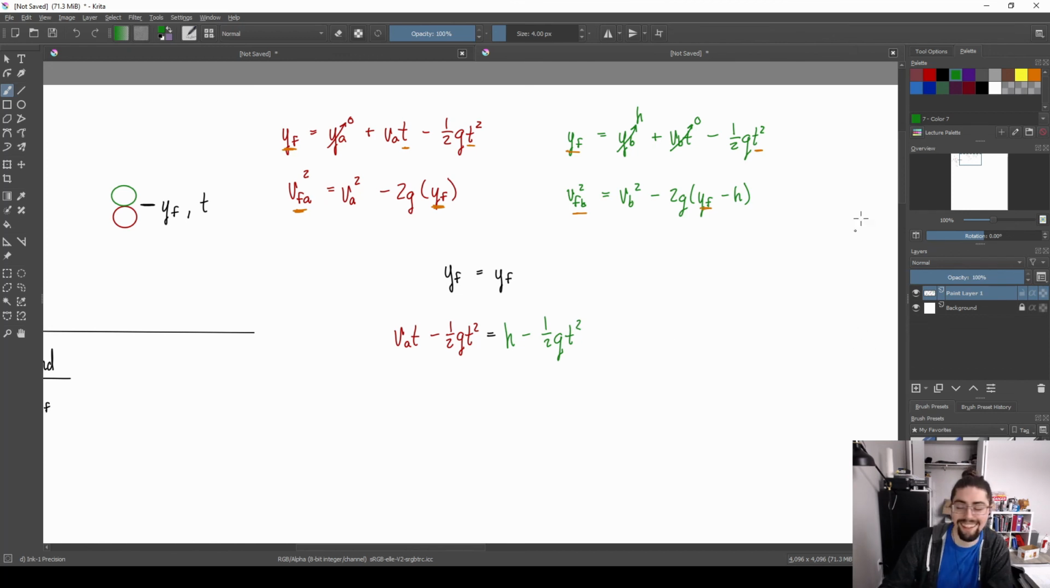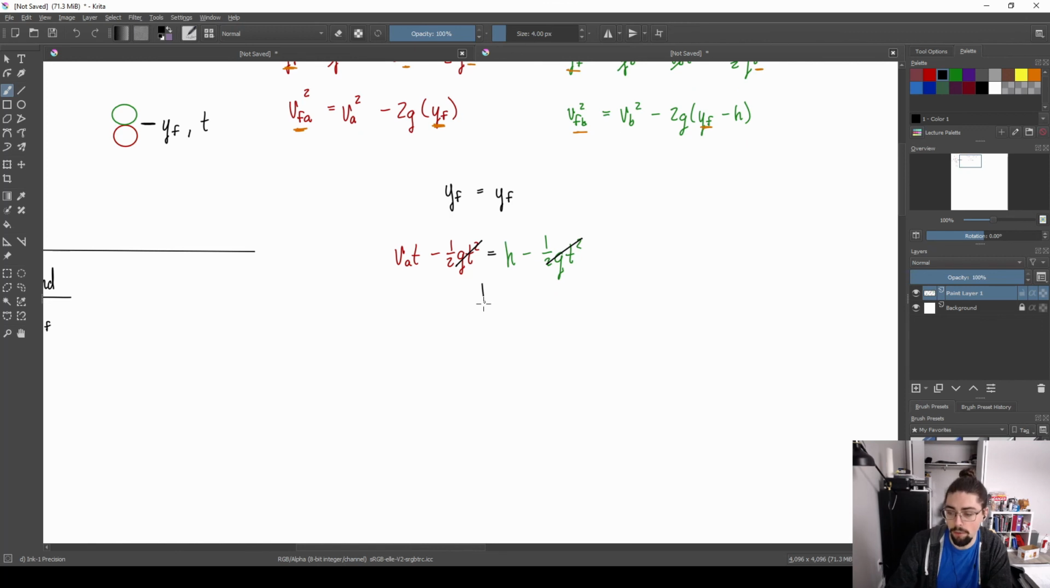This is a much easier way to do this than substitution. I would recommend doing this one. So what I can do is cross out the minus 1/2 gt squared on each side. That doesn't matter. So what I'm left with is that time, one of my unknown variables, must be equal to h divided by v of a.